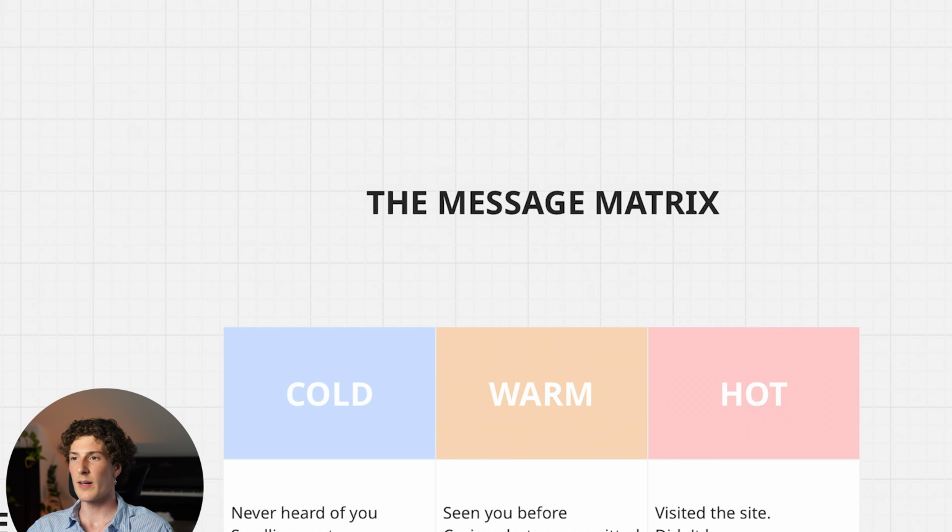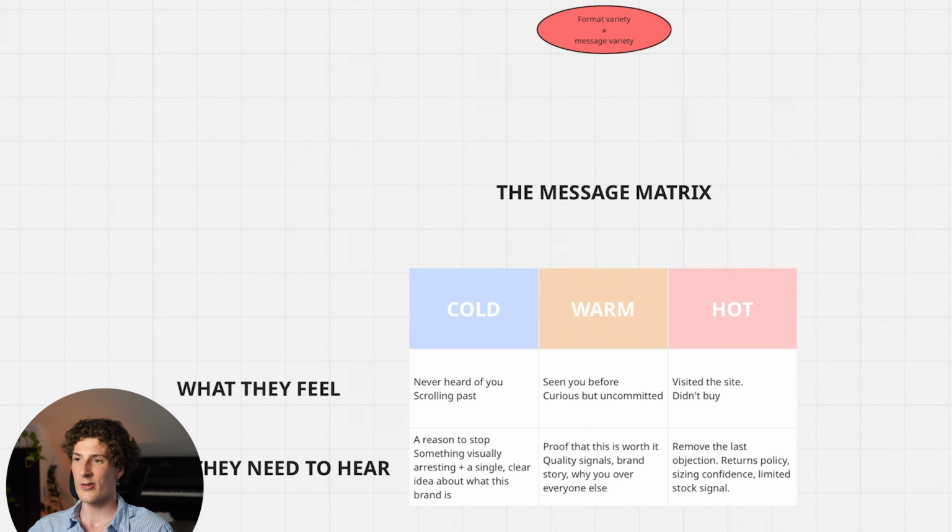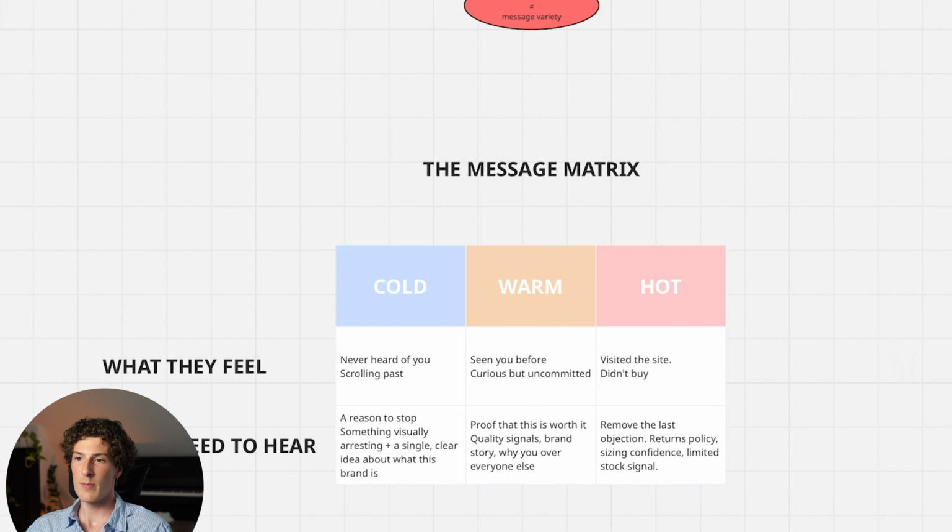Every person who might buy from you is in a different mental state when they see the ad. Some of them have never heard of the brand. Some of them have heard of it but aren't sure if it's for them. Some of them are ready to buy but haven't pulled the trigger yet. And each of those states needs a different message. Not a different visual, a different reason to care. And the message matrix maps that out. So we have the cold, warm, and hot audience. And then we have what they feel and what they need to hear.